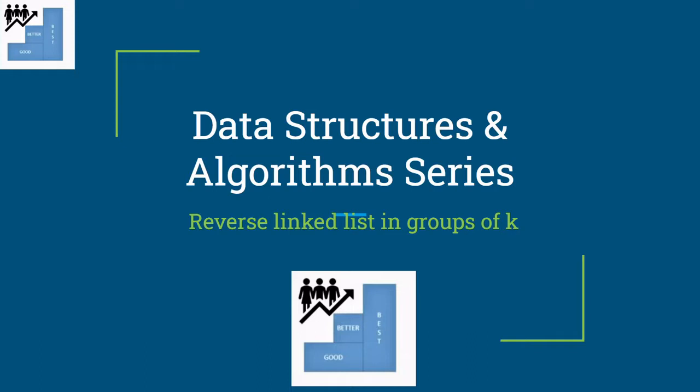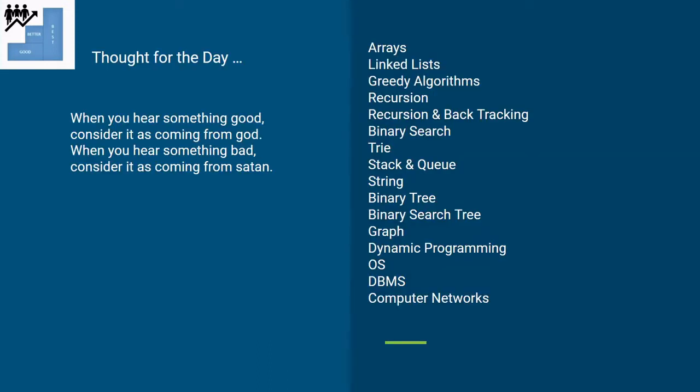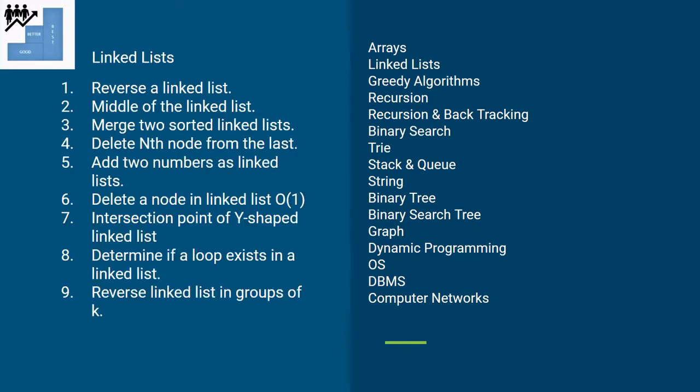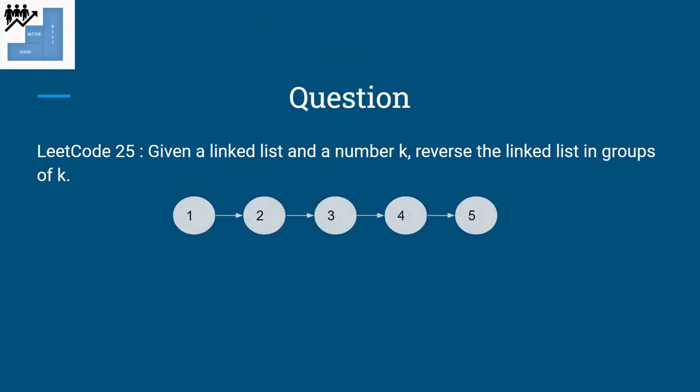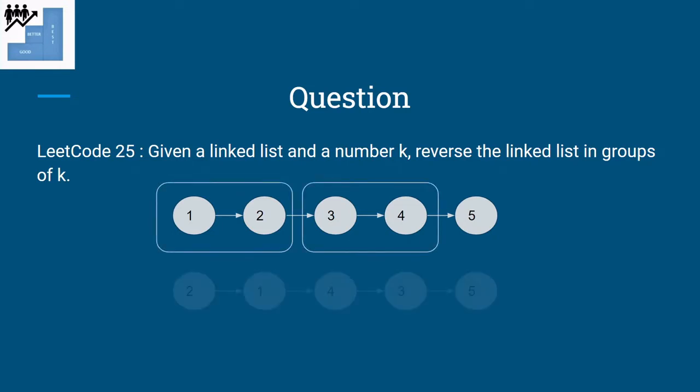We are going to see how to reverse a linked list in subgroups of size k. Let's look at the thought for the day. These are the questions that we have done in the linked lists, and let's understand the LeetCode question number 25. For example, if this is the linked list given to you and you have to reverse it in subgroups of size 2, then it should look like this. The output should look like this.